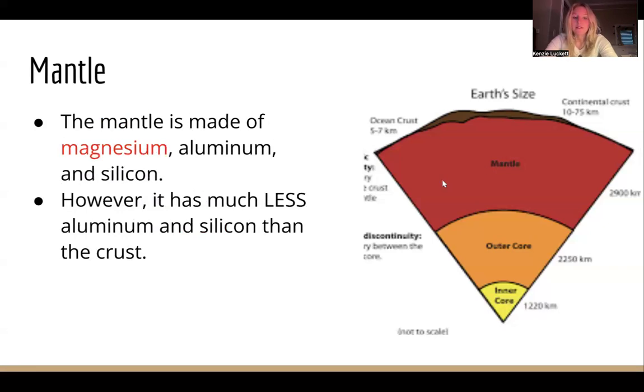So the mantle is made of magnesium, aluminum, and silicon. This is what differentiates the mantle from the core and the crust, right? We said the compositional layers are what composes each layer, what each layer is made of. The mantle is made of different materials or a different percentage of chemicals than the crust. The crust does have aluminum and silicon, as well as the mantle. But the mantle has much, much less aluminum and silicon than the crust. So really the main difference between the mantle and the crust, the materials that make it up, is that there's a ton of magnesium within the mantle.